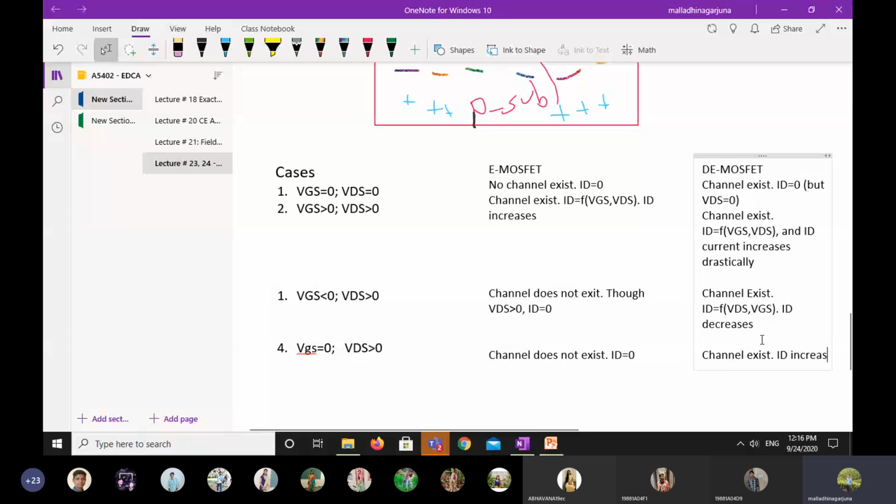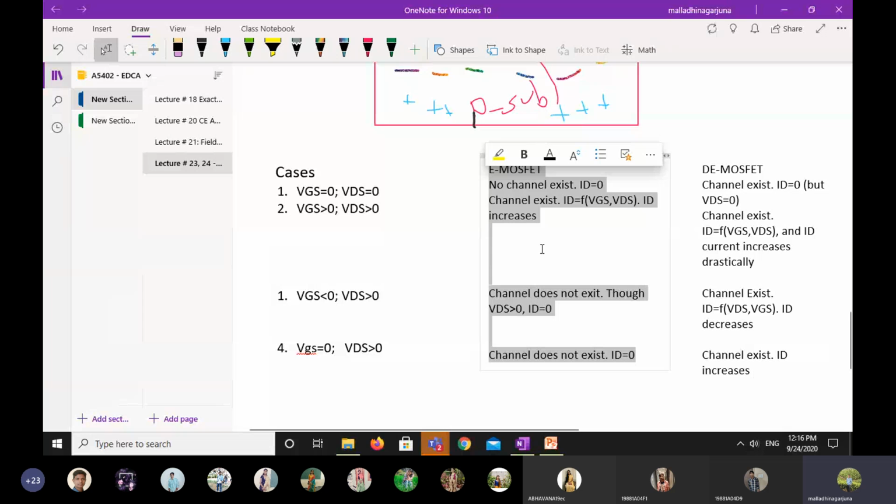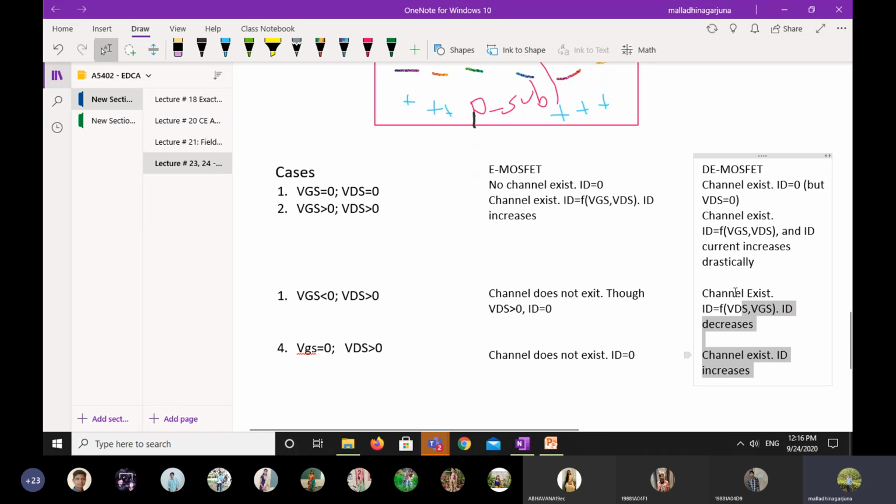Now observe that. The enhancement MOSFET is already seen, so you draw the characteristics also. Leave it. Now come back to the depletion MOSFET. In this case, drain current is 0. In this case, current drastically increases. In this case, current decreases. In this case, current increases.